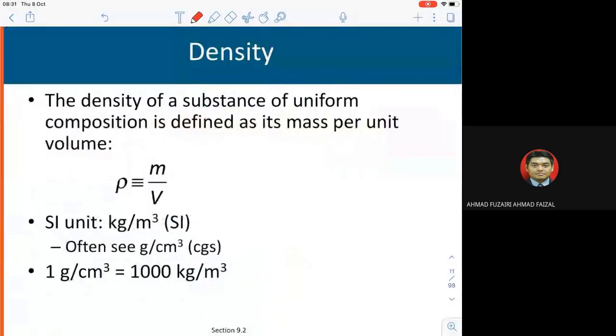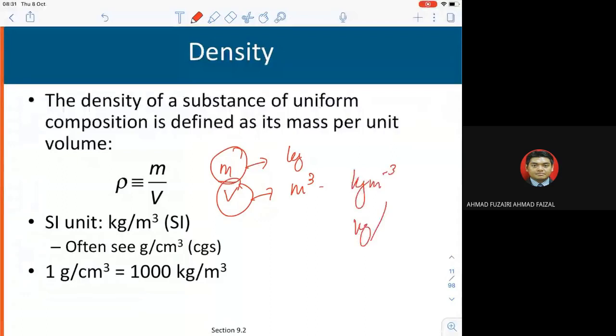The density of a substance of uniform composition is defined as mass per unit volume. Remember, mass per unit volume. Mass is in kg, and volume is in meter cubed. So the SI unit will be kg per meter cubed, kg m^-3.